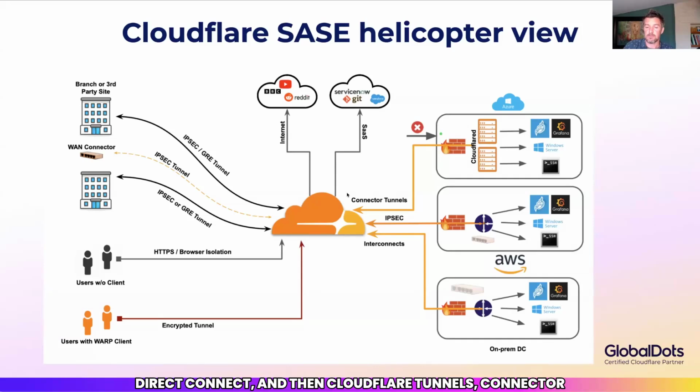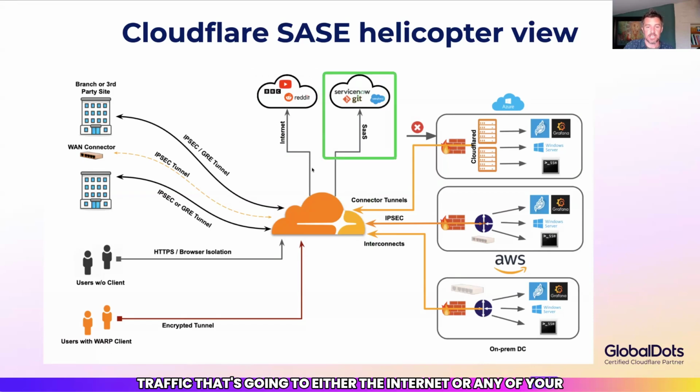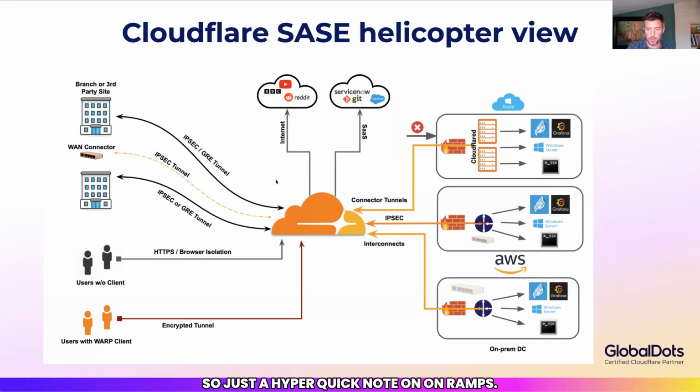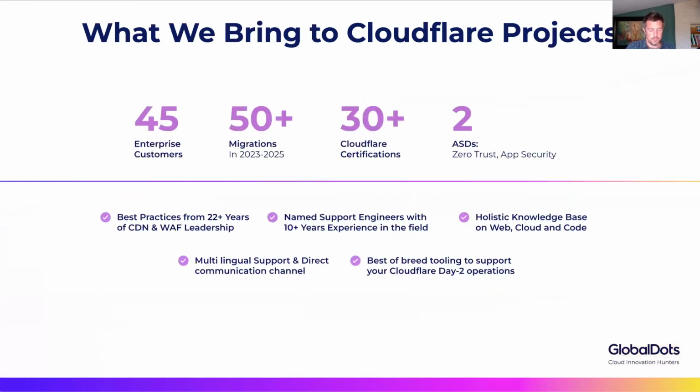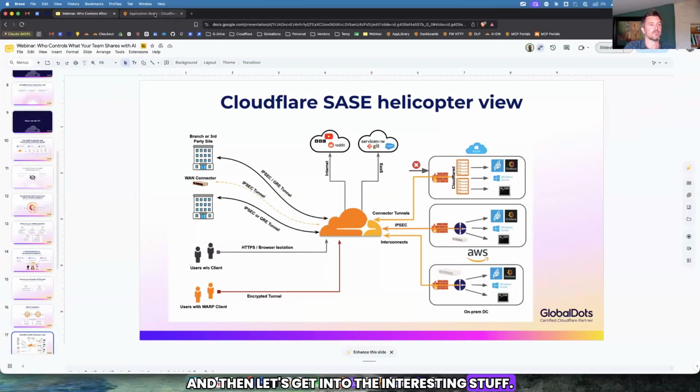And then on your data center side, again, we have IPsec tunnels, we have interconnects like AWS Direct Connect, and then Cloudflare tunnels, connector tunnels, in order to get to resources that would live in your hyperscaler. So if you need to get to SSH servers, Windows servers, Grafana, anything that could live in there. These are the data center connectors in, if you like. Once you're in the orange cloud, you can inspect all traffic that's going to either the internet or any of your SaaS providers. So that's just a hyper quick note on on-ramps, and then let's get into the interesting stuff.